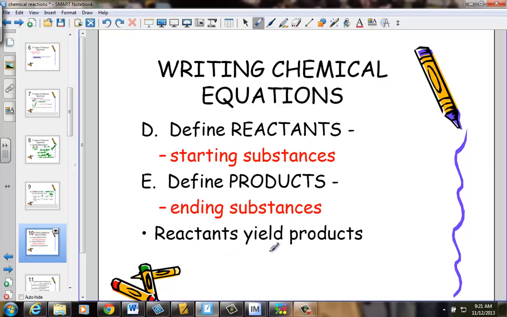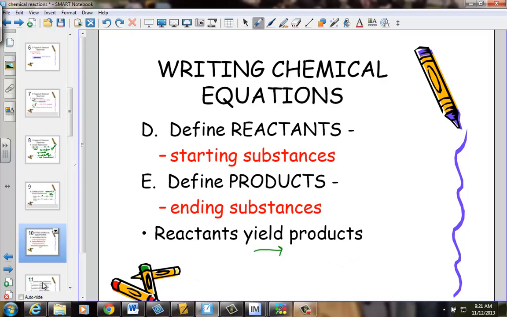We say reactants yield products, reactants form products, reactants produce products, all of those terms separating, and that yield sign is just the arrow. So the initial materials are known as reactants. Through the course of a chemical change, bonds break, atoms rearrange, and they get new partners. They form new compounds over here called products.